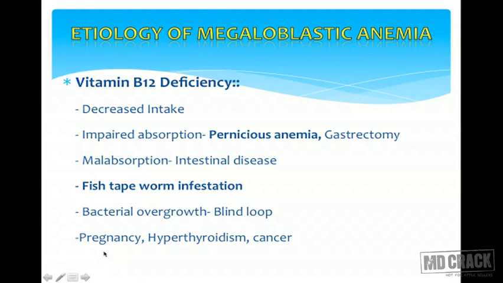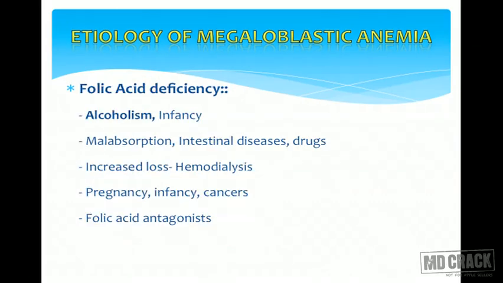Pregnancy, again there is a high requirement. If you don't supply it, they can suffer from megaloblastic anemias. Hyperthyroidism patients have increased catabolic rates, metabolism will be more. So these patients can have megaloblastic anemias, and even patients with cancer, especially if they are on anti-folate drugs, are very susceptible to megaloblastic anemias. So these are the causes for folic acid deficiency.